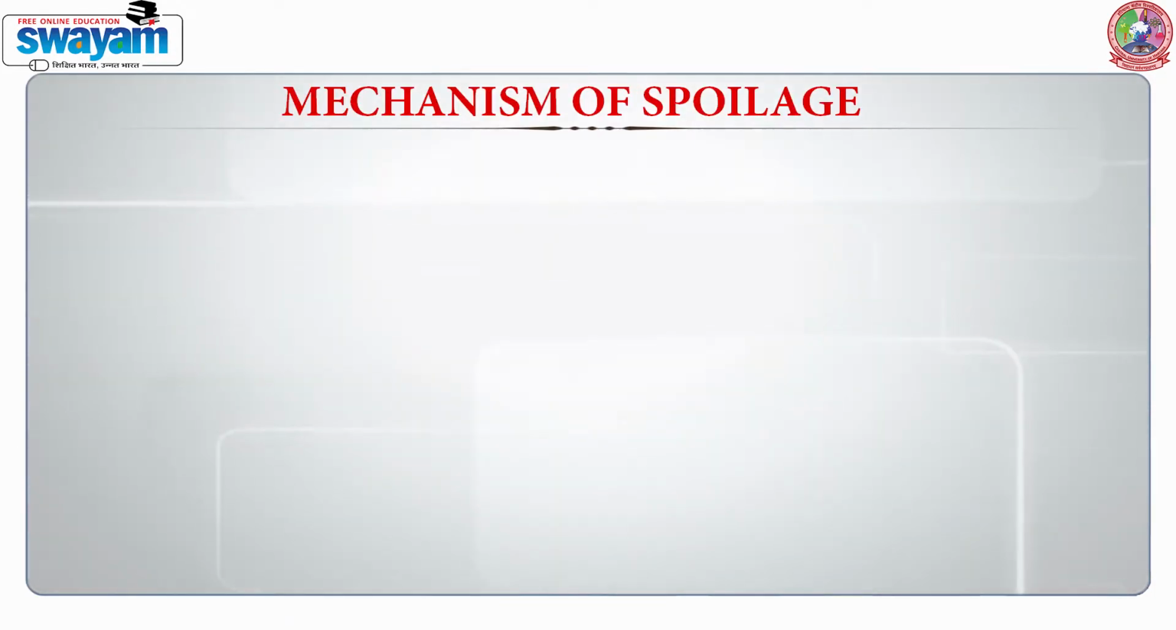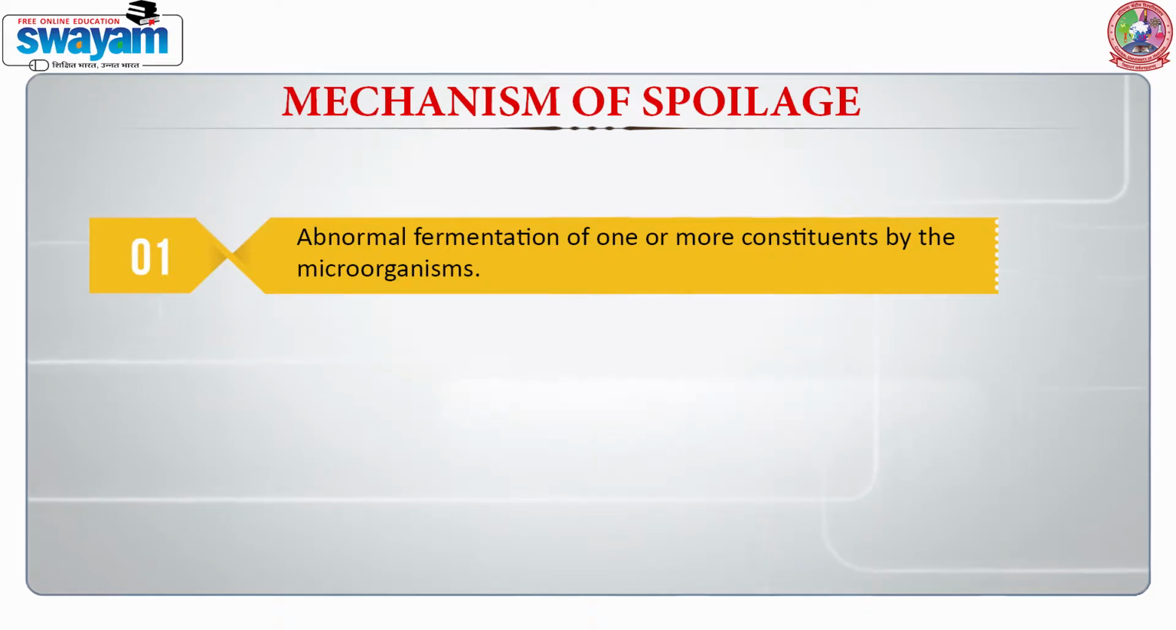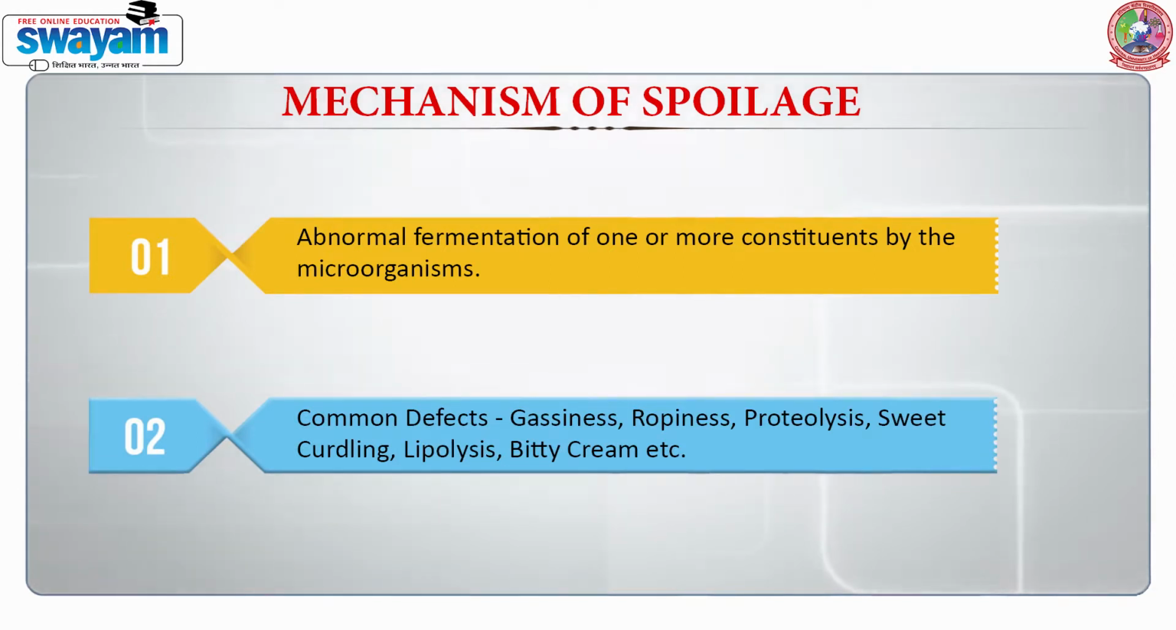Now coming over to the mechanism of spoilage. At times we see that there is an abnormal fermentation of one or more constituents by the microorganisms and this leads to common defects such as gassiness, ropiness, proteolysis, sweet curdling, lipolysis and bitty cream.